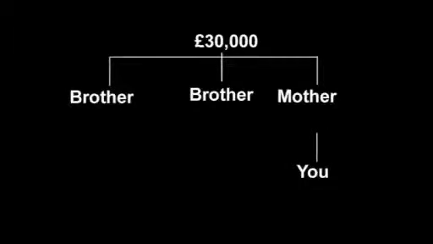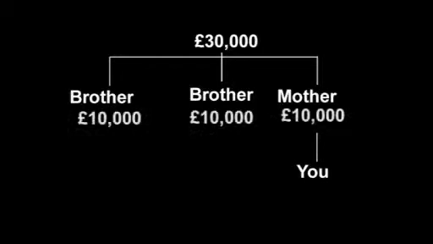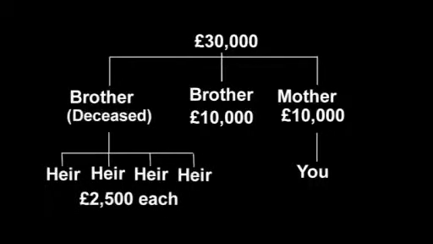No, people receive different amounts according to which part of the family they belong to and how many siblings they have to share it with. Let's say someone in your mother's family has passed away, leaving an estate of £30,000. Your mother has two brothers, so the £30,000 is divided equally between them. Your mother and one of her brothers receive £10,000 each, but her other brother has died, so his £10,000 passes down to his four children, who each receive £2,500.